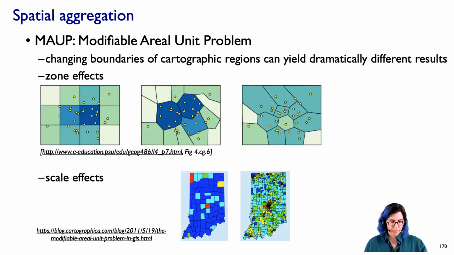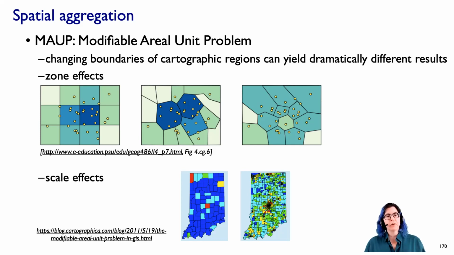Let's think about aggregation for spatial data, an interesting problem. Cartographers have long known of what they call MAUP, the modifiable areal unit problem, which is basically addressing this really fundamental issue that, just like if you change the bins of a histogram, you might get pretty different results. We've got this problem even more deeply with 2-dimensional spatial aggregation. If you change the boundaries of cartographic regions, you can have dramatically different results.